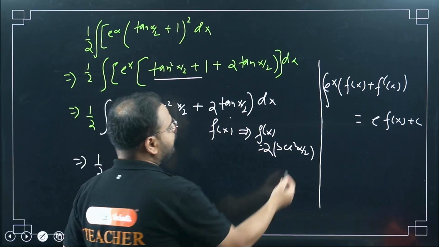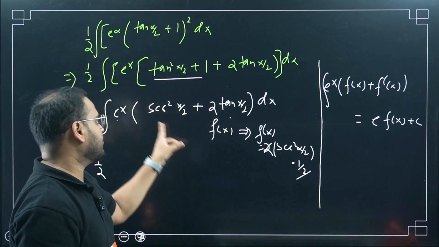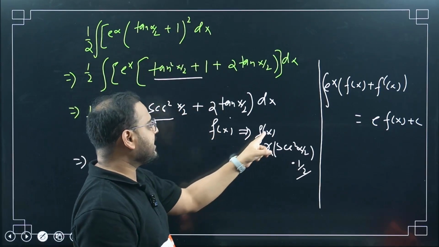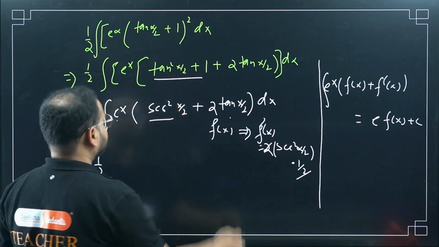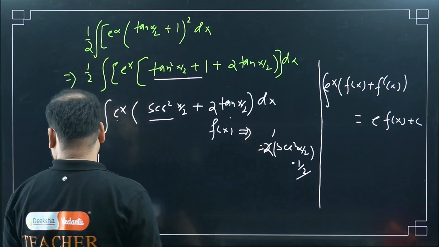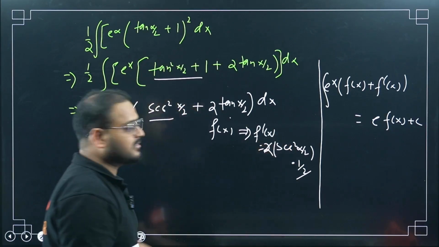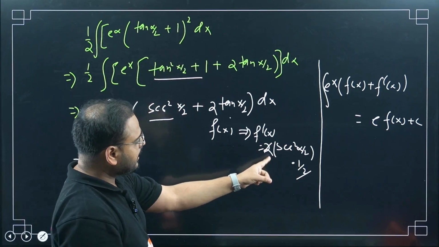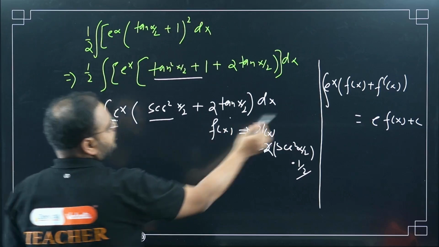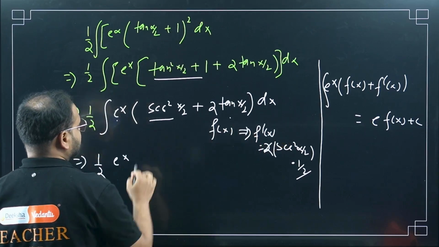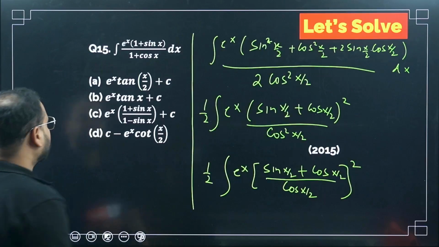Now I have to do it for x by 2 also. I can write it as 1 by 2. This 2 and 2 will cancel. Sec square x by 2 is present here, sir. It means fx is there and f derivative of x is also there. Please have a look. So fx is there and f derivative of x is also there in the function. Now if I have that, I'm going to get sec square of x by 2. So I can write this simply as 1 by 2 using the property, e power x tan of x by 2, plus c. Any option like this, please check.